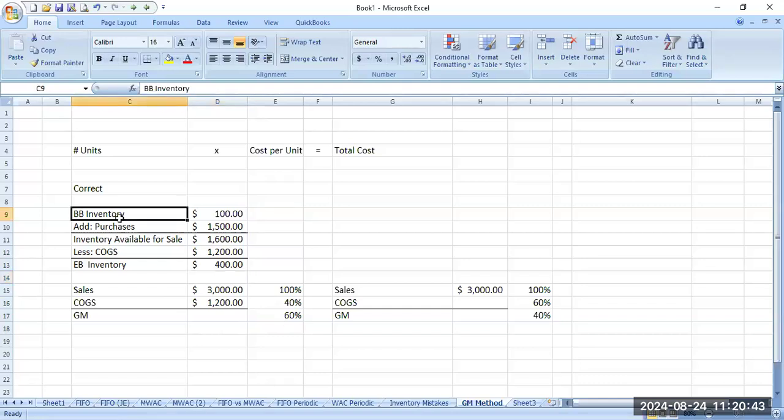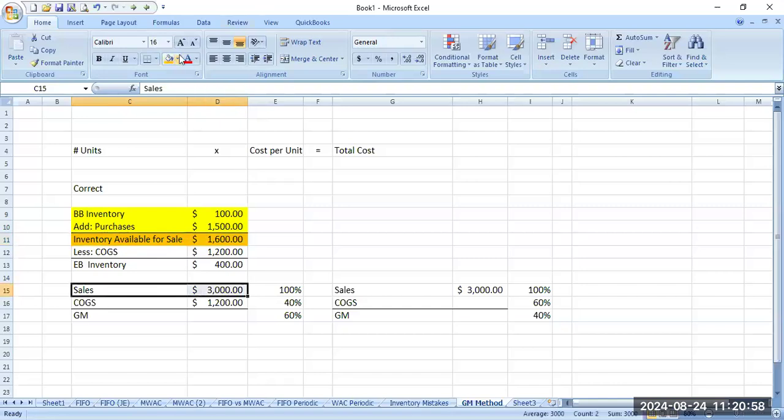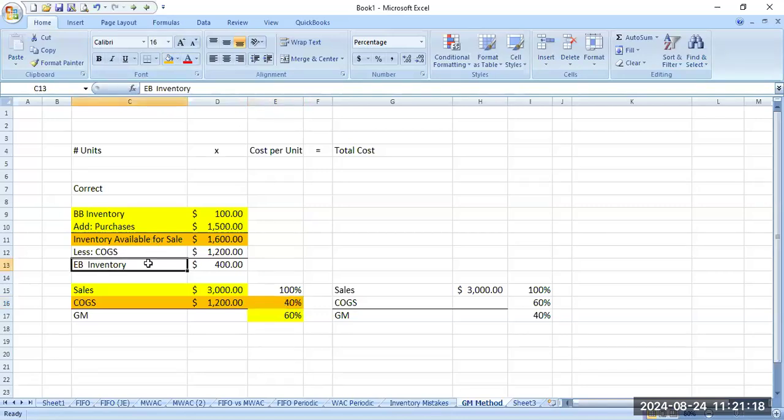So what will be given to you? Beginning inventory is going to be given to you. Purchases are going to be given to you. Then you can calculate this number. Then sales are going to be given to you. Gross margin as a percentage is going to be given to you. So what do you have to calculate? You have to calculate cost of goods sold by either using the 60%, or calculating the 40%. Once you get the cost of goods sold, you can calculate the ending inventory.